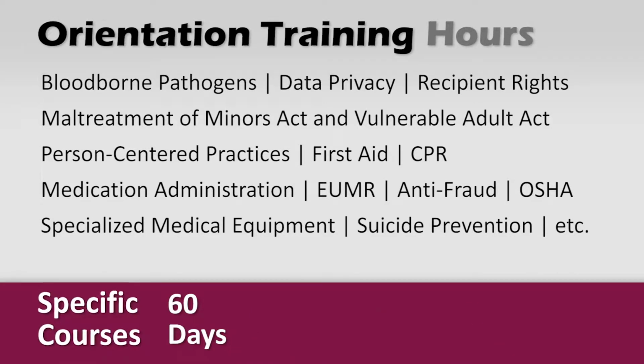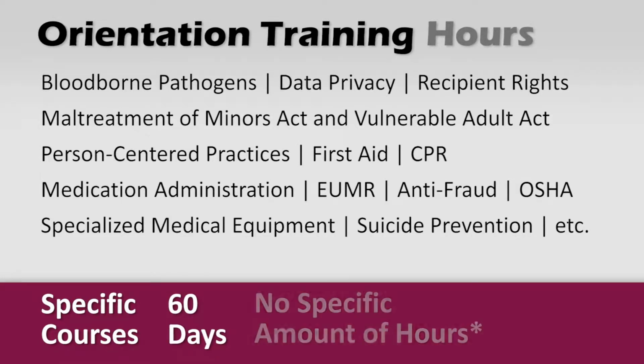You need to have all of the topics that I listed within the first 60 days, but there's no amount of hours that those courses need to be, except for, of course, the positive supports rule. So keep that in mind when you're training your staff. One thing we didn't mention is job shadowing. A person needs to do some type of on-the-job skills training, so make sure that is documented in your orientation training records as well.